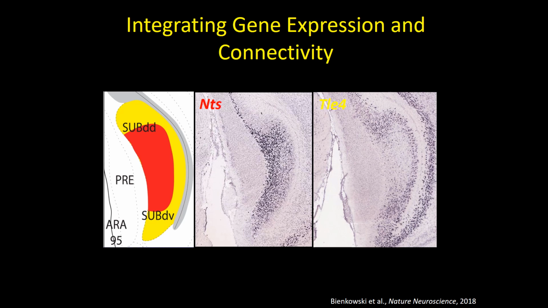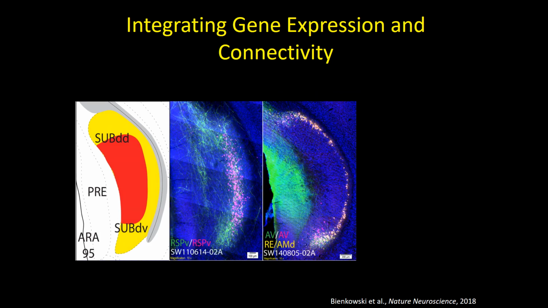Overall, we found that gene expression patterns were highly related to anatomical connectivity patterns. For example, at this caudal level of the subiculum, the red and yellow regions of the atlas on the left correspond to the neurotensin and TLE4 gene expression patterns shown here on the right. If we then look at connectivity patterns at this level, we see that anterograde and retrograde tracer labeling produced by injections into downstream targets of the subiculum reveal anatomical connectivity patterns that are highly related to the boundaries defined in the atlas image.